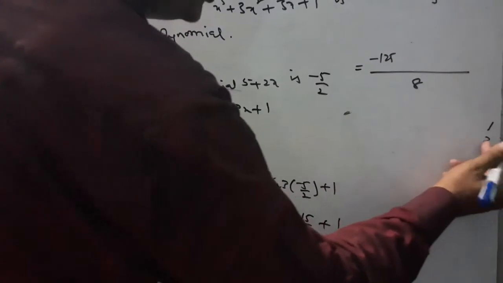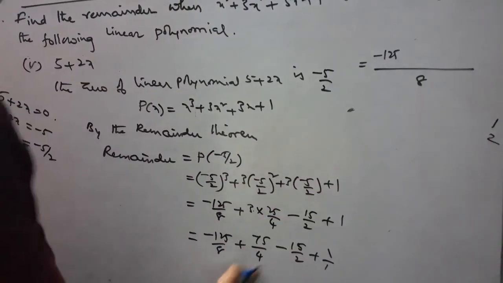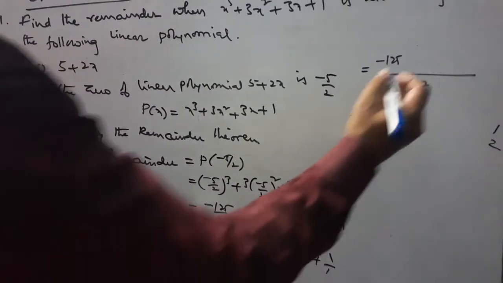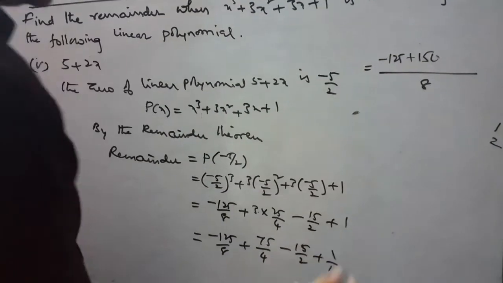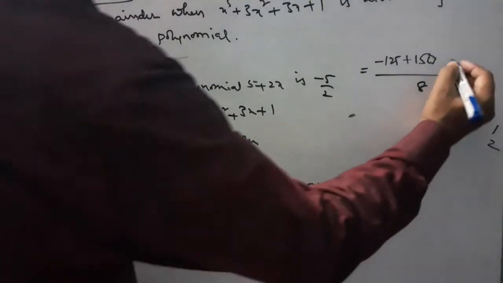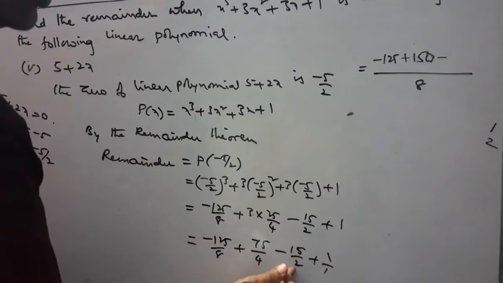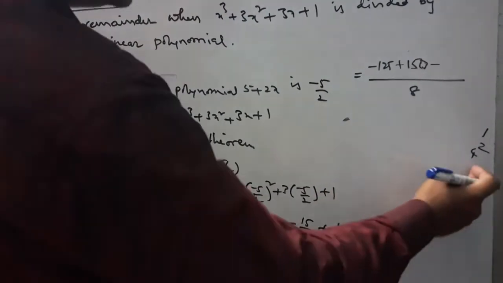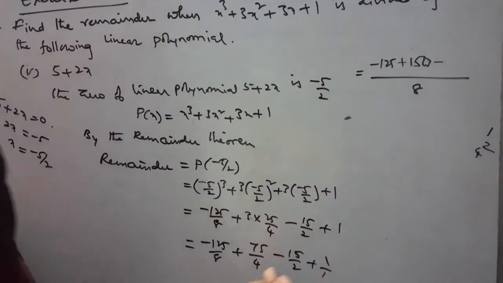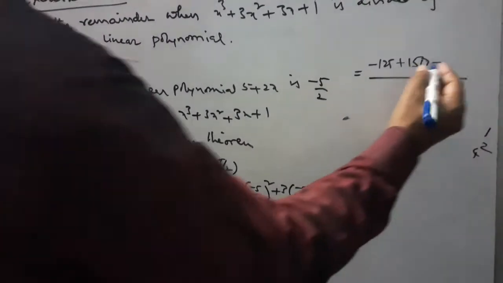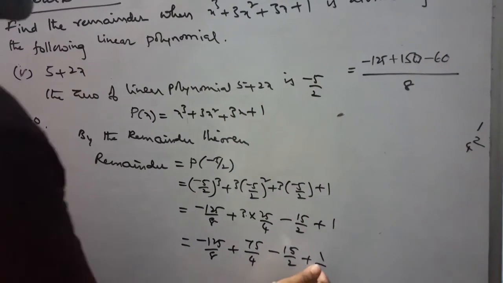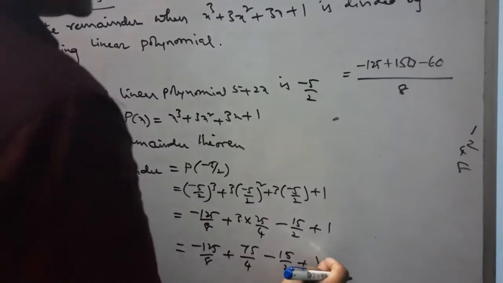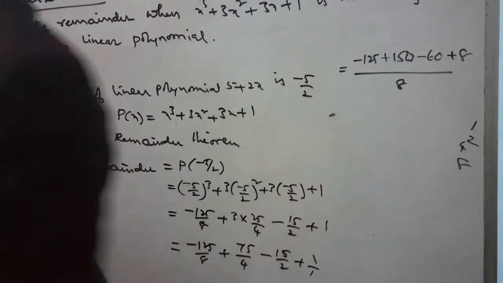4 2s are 8, so 2 is multiplied with the numerator. 2 into 75, we will get plus 150. Here minus, we have to keep the minus. Here 2 4s are 8, so 4 is multiplied with 15. So 4 15s are 60. Next 1 8 is 8, so 8 is multiplied with 1. We will get plus 8.